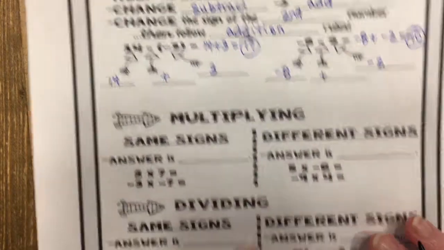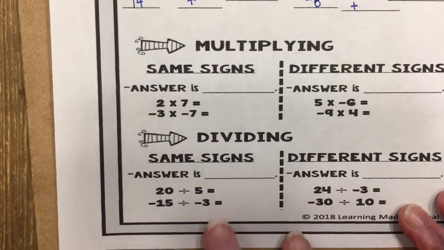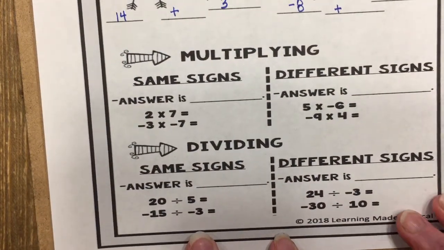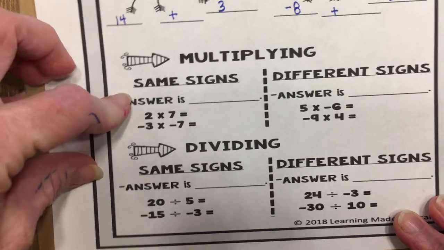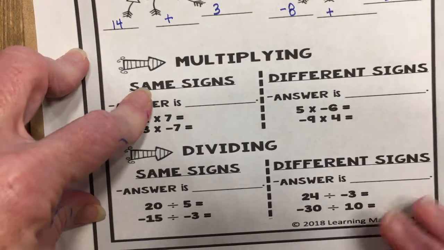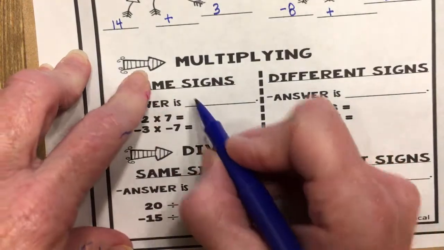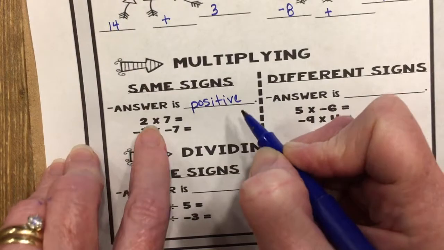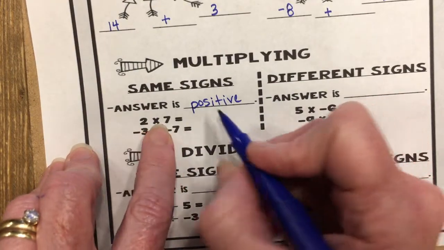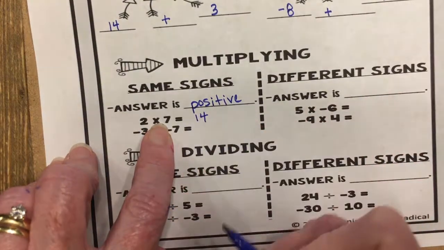All right. Multiplying and dividing are probably the easiest of the operations to do because they're the same. Multiplying and dividing use the same rules. If you're multiplying numbers that have the same signs, your answer is going to be positive. So these numbers are both positive. When I multiply 2 times 7, it's going to be positive.